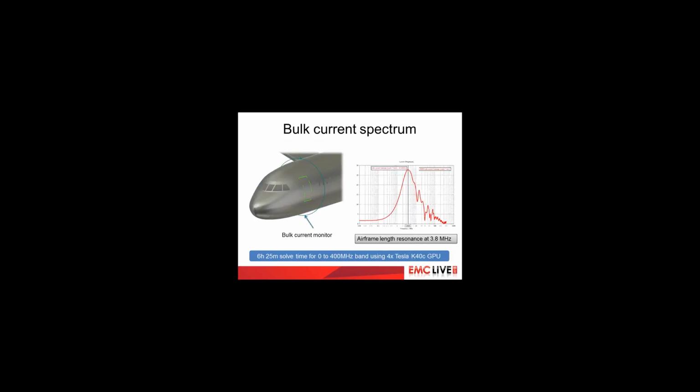A nice feature in the simulation is that we can mathematically integrate fields to calculate certain results. So in this case, we've integrated the magnetic field in a closed loop around the fuselage to find the bulk current. This is essentially Ampere's law, which relates the current to magnetic field. The bulk current spectrum shows a strong resonance at around 3.8 megahertz. And this is in fact the first airframe resonance where the airframe length corresponds to a half wavelength. This simulation for HIRF takes around 6 hours, 25 minutes to solve for the whole band from DC up to 400 megahertz using GPU acceleration.